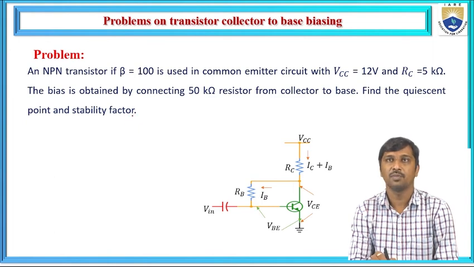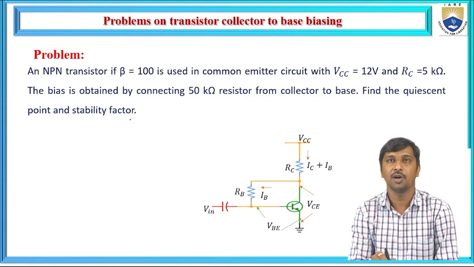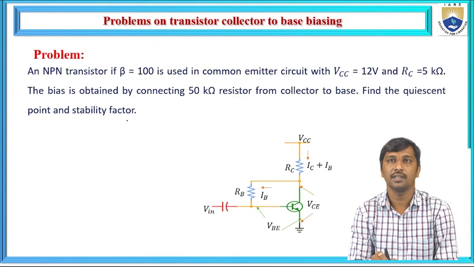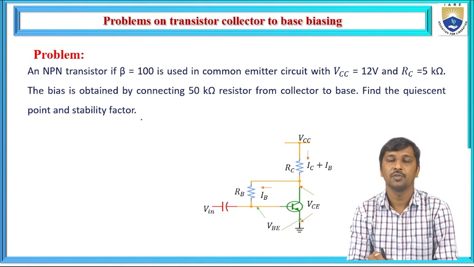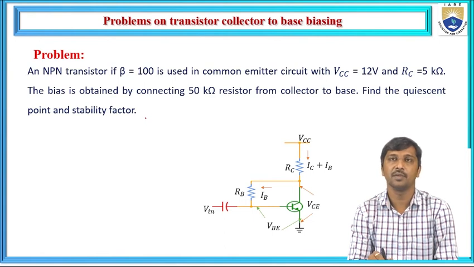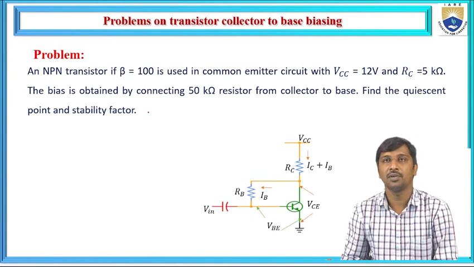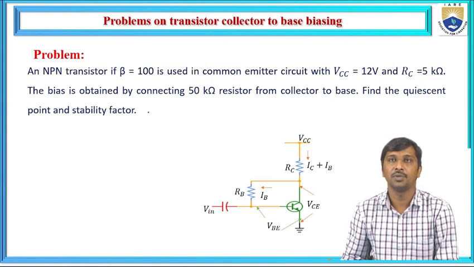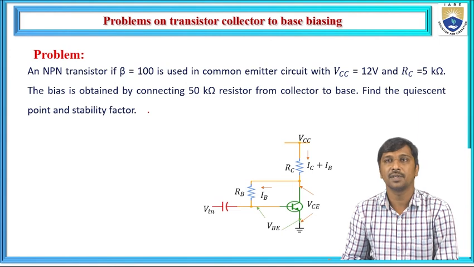Based on the given problem statement, we know that the given biasing is collector to base biasing. Using this biasing, we need to find the operating point. We know that the operating point depends upon the quiescent collector current and the quiescent voltage, that is the VCE point. Hence, we need to find how much collector current flows and how much voltage is produced across the collector with respect to the common terminal, that is the emitter.